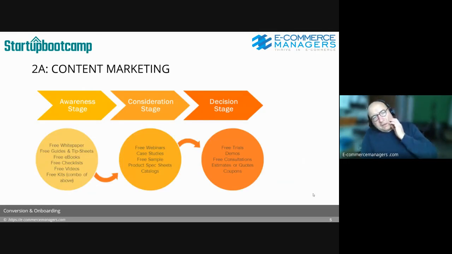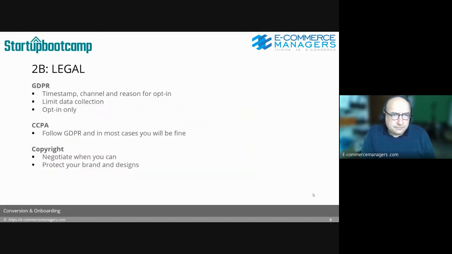Content marketing: different content at different stages for different personas, especially in the pre-conversion stages. Legal GDPR: get a timestamp for every permission, every channel, and the reason why people provided you an opt-in to communicate with them.